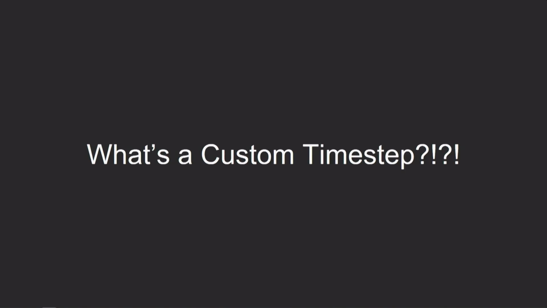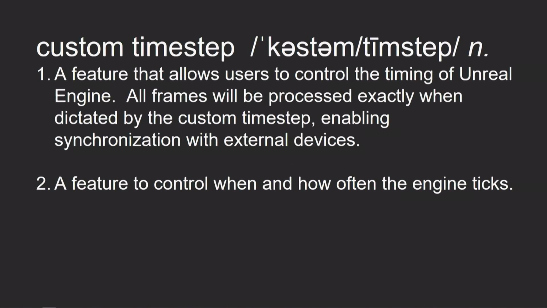So you might be saying, wait, what's a custom timestep? A custom timestep is this new feature that we've added that allows users to control the timing of UE4, right? So all frames will be processed exactly when dictated by the custom timestep. It's kind of the underlying asset that dictates, yes, this is going at 24 FPS. If you think about it in rendering game engine terms, it controls when the engine ticks. So you might be saying that sounds a lot like Genlock. The answer to that question is yes, it's Genlock.